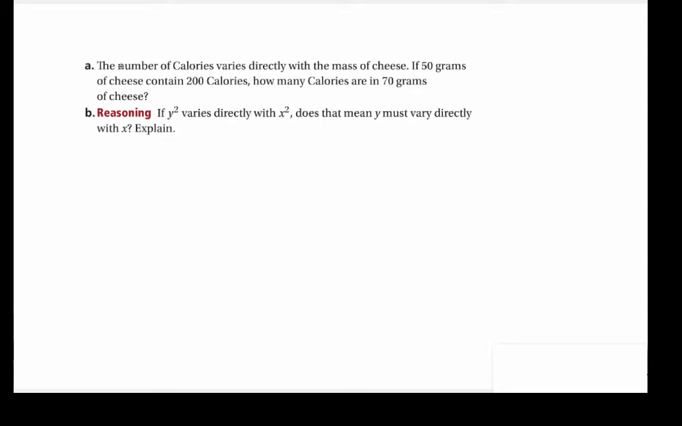Okay, so we have the number of calories. Here's an example and application here.